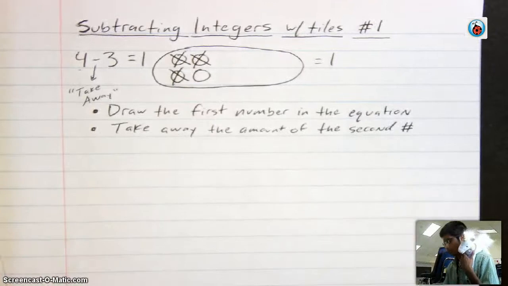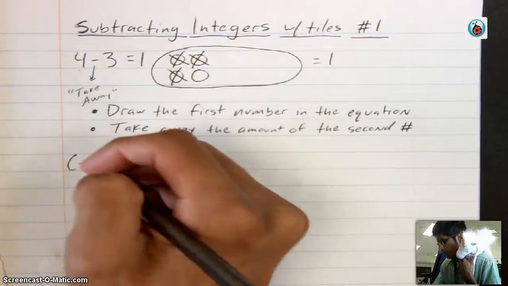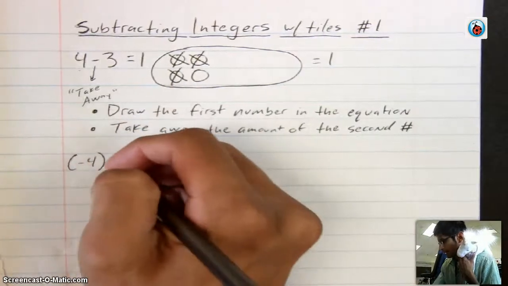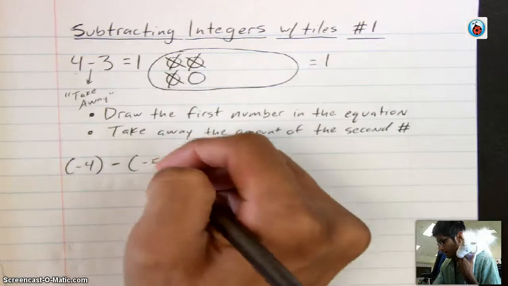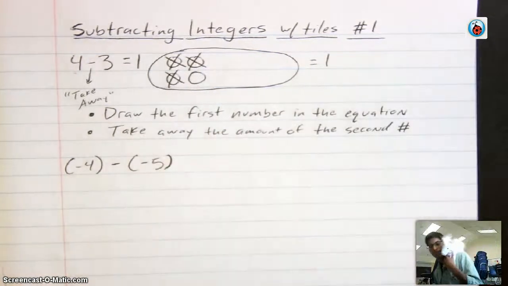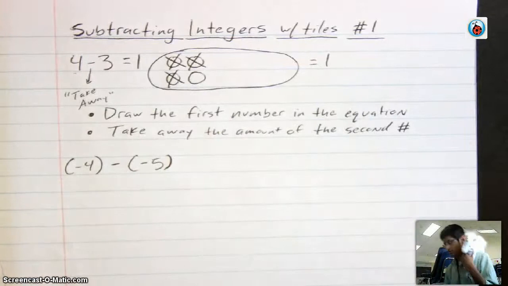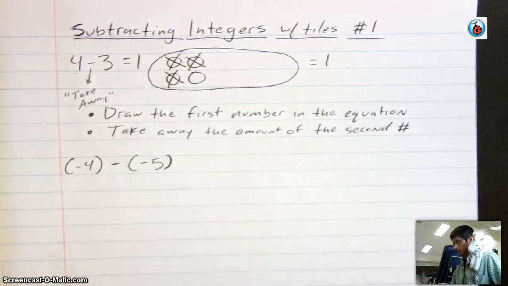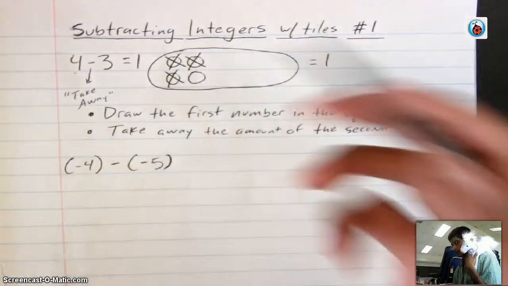So let's do another example here. This time we're going to do -4, remember your parentheses, minus -5. Okay? So I'm going to subtract a negative minus a negative. And this one you're going to see where it gets a little different than subtracting something like that.